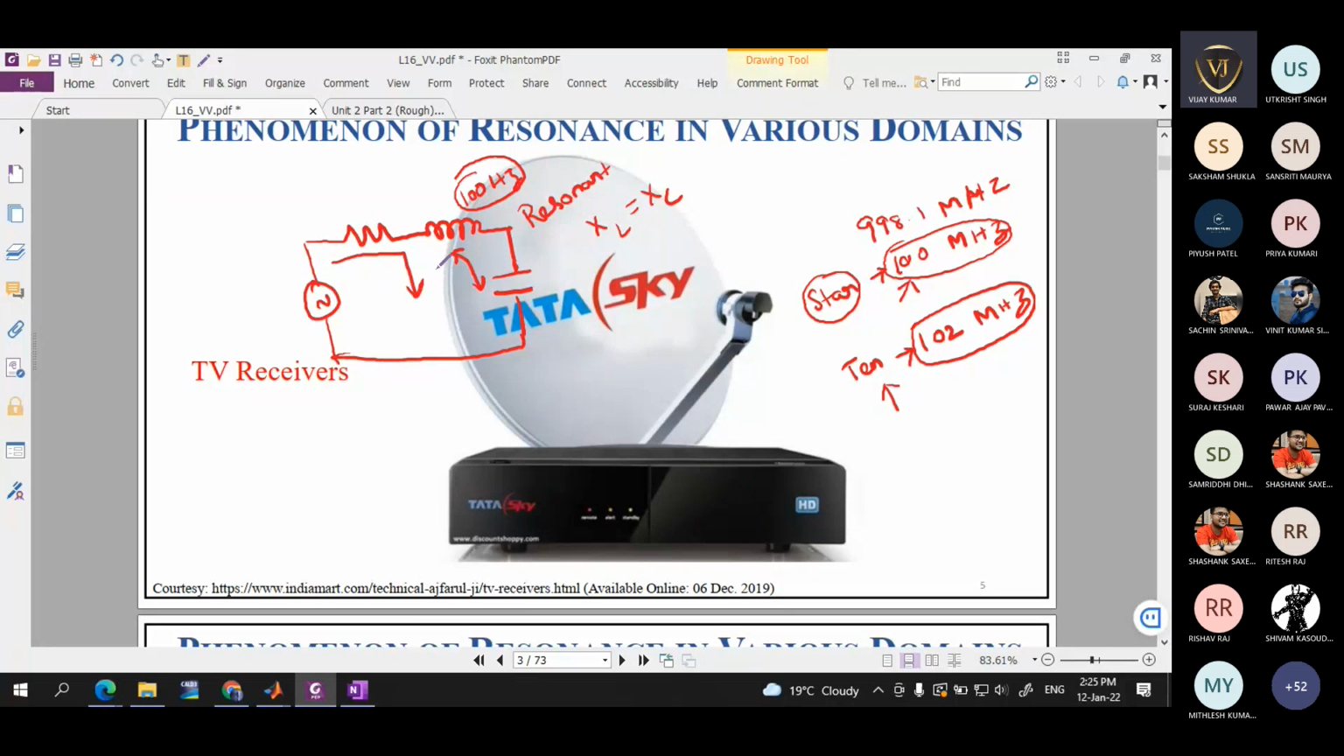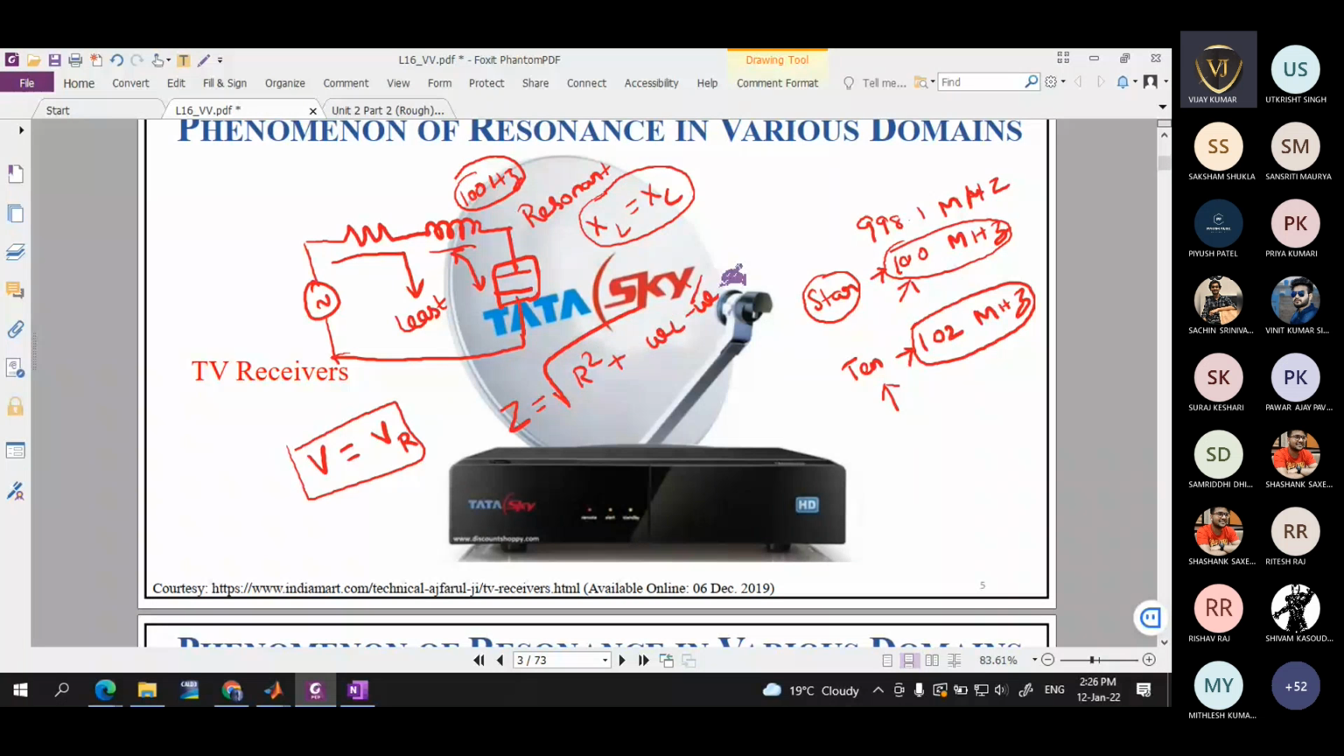We have seen in the phasor diagram that the voltage across the source will be directly equal to the voltage across the resistor when the system is at this condition, XL equal to XC. So at that time, you will get the least impedance for the series circuit, because this one and this one will get cancelled out. Then Z is given by root of R square plus (omega L minus 1 by omega C) the whole square. These two terms get cancelled.